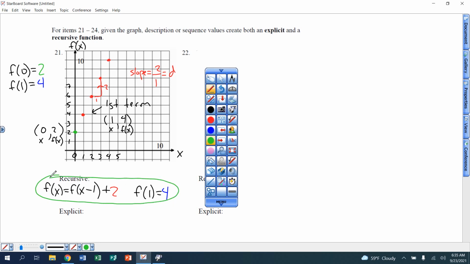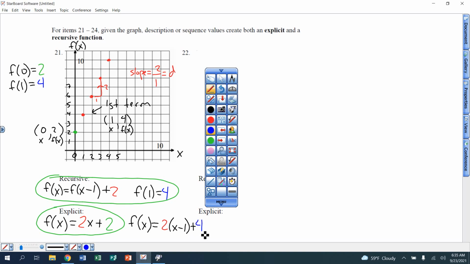If I'm doing explicit, a little bit harder, I'm putting that positive 2 right in front of x. That slope number, that d number, always goes in front of x. And then the other number is the y-intercept term number. So that positive 2 right there. Or when x is 0, y is 2. If I shift over 1 to the right to use that first term instead, I'm still going to use 2, but it's going to be x minus 1 plus that 0 term, that first term.